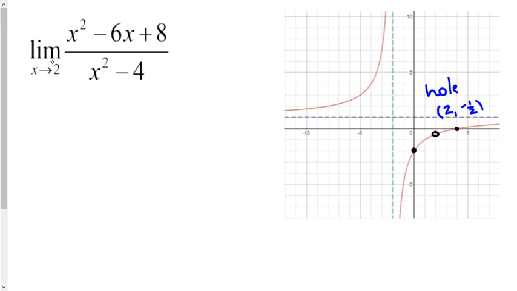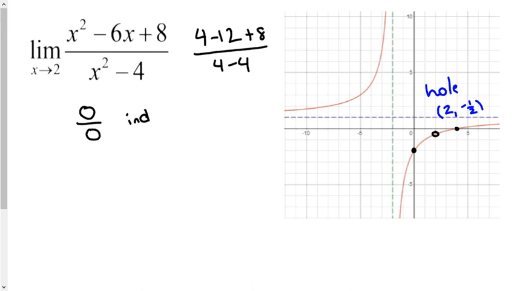So we'll just use direct substitution, and we'll put 2 right in for x. So I get 2 squared is 4, minus 12, plus 8, over 2 squared is 4, 4 minus 4 is 0. So what I end up with here is 0 over 0. So when I have a hole in the graph, I can see that when I do direct substitution, I get 0 over 0. Now this is actually called indeterminate form.